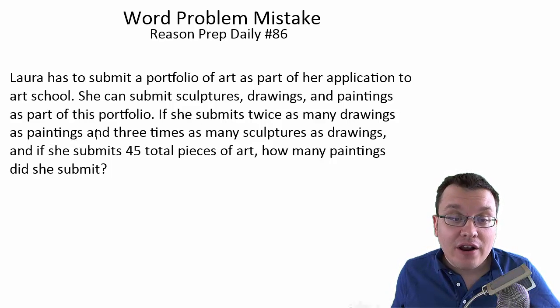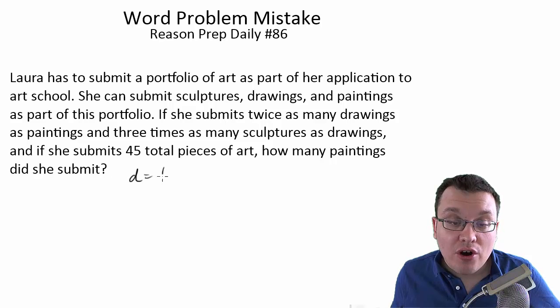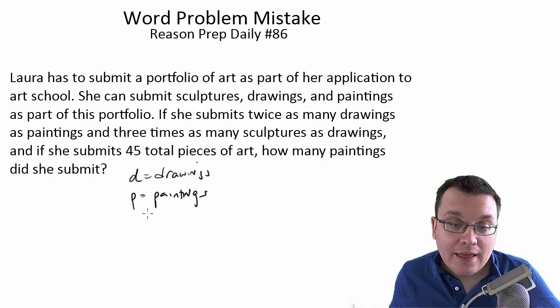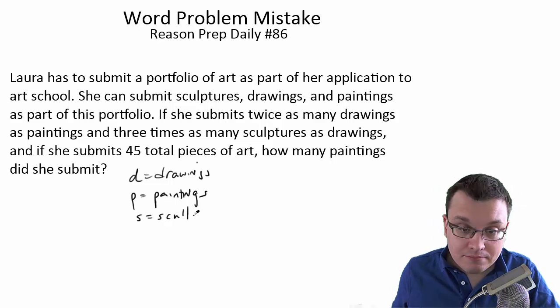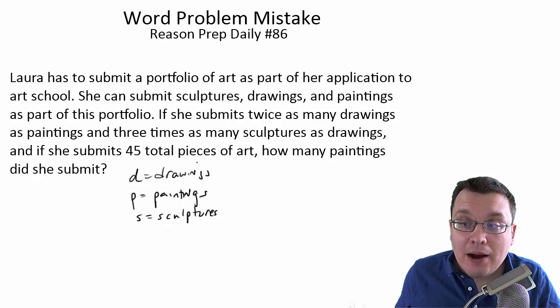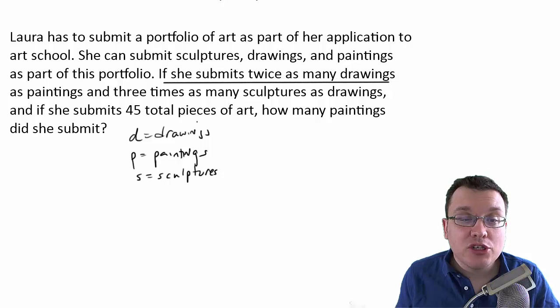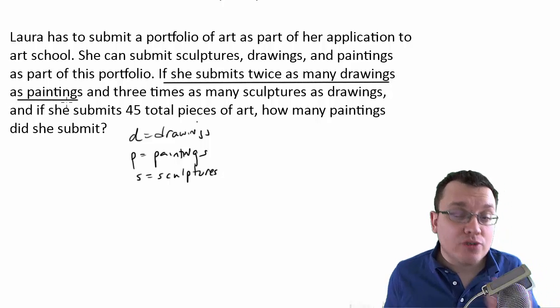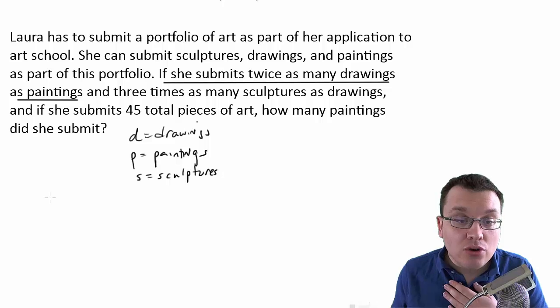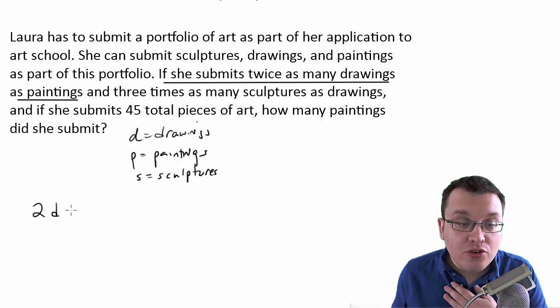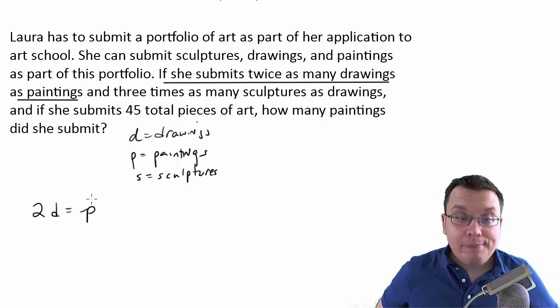Let's define our variables here. Let's do D as the drawings, we'll do P as paintings, and S is sculptures. So now we need to set up our equations here. So the first one, let's see. She submits twice as many drawings as paintings. So how am I going to translate that? Well, it's twice as many drawings as paintings, so that would be 2D equals P.